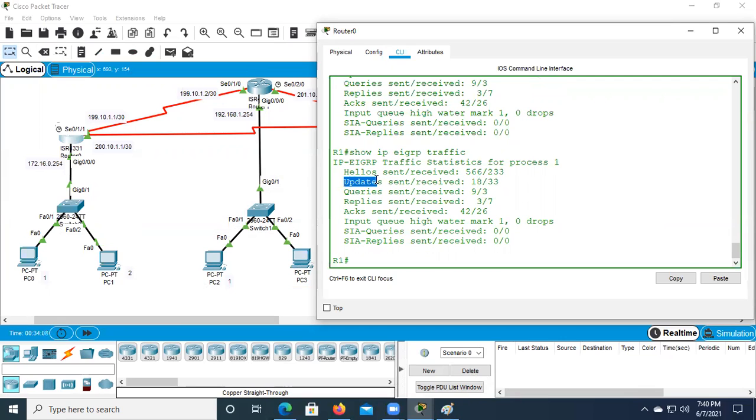Updates sent and received: sent is 18, received is 32. Queries sent 9, received 3. Queries are for asking the routes of the neighbor. There are replies, and there are acknowledgement messages.